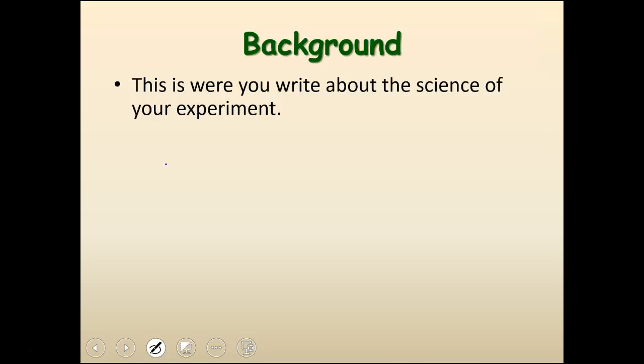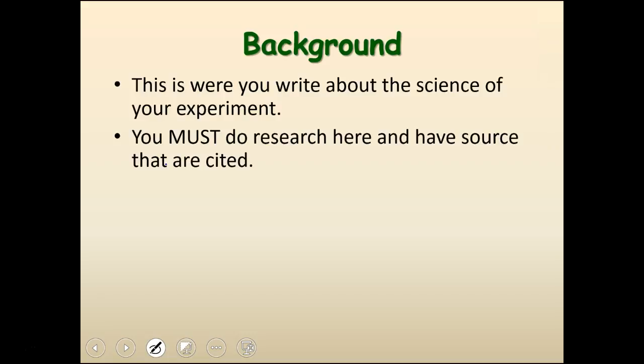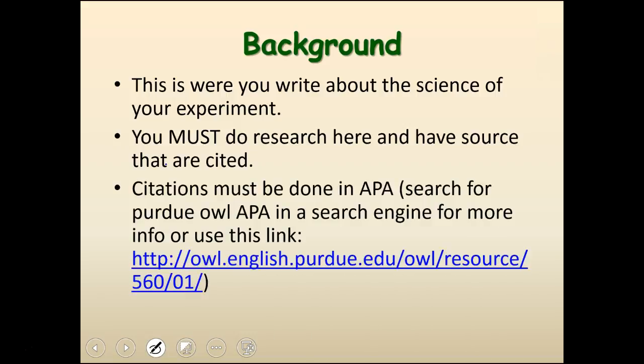Background. Background is pretty simple. This is where you write about the science of your experiment. You must do research here and have sources that are cited. Citations must be done in APA. You search for Purdue OWL APA in the search engine for more information, or you can use this link. If you put Purdue OWL APA in, you're going to find what you need. If you don't, then you're not going to have it right. So make sure that you look for your citations, because when you finish your paper, you're going to have something called a bibliography page, and that is where you're going to put your citations, and they have to be done in APA for you to get full credit on that portion of your paper.